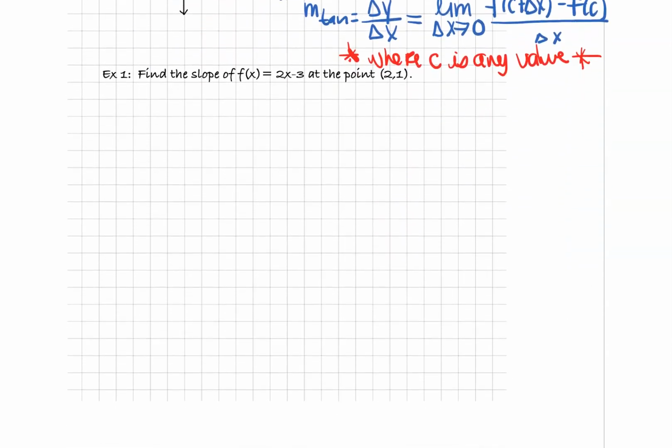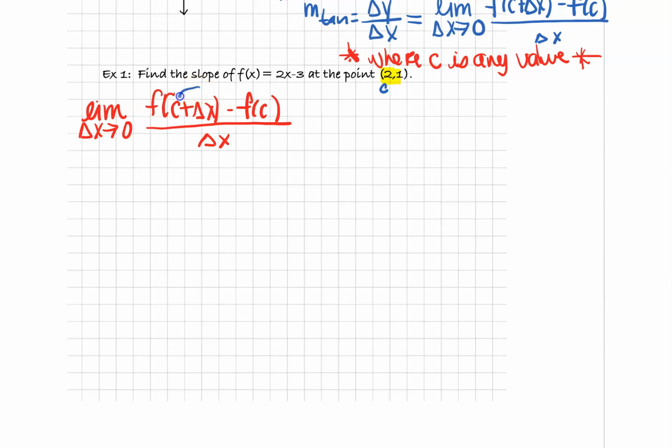I'm going to rewrite how we find the slope of a tangent. That would be the limit as delta x approaches 0 of f of C plus delta x minus f of C, all over delta x. Now, for this situation, this 2 is going to be our C value.